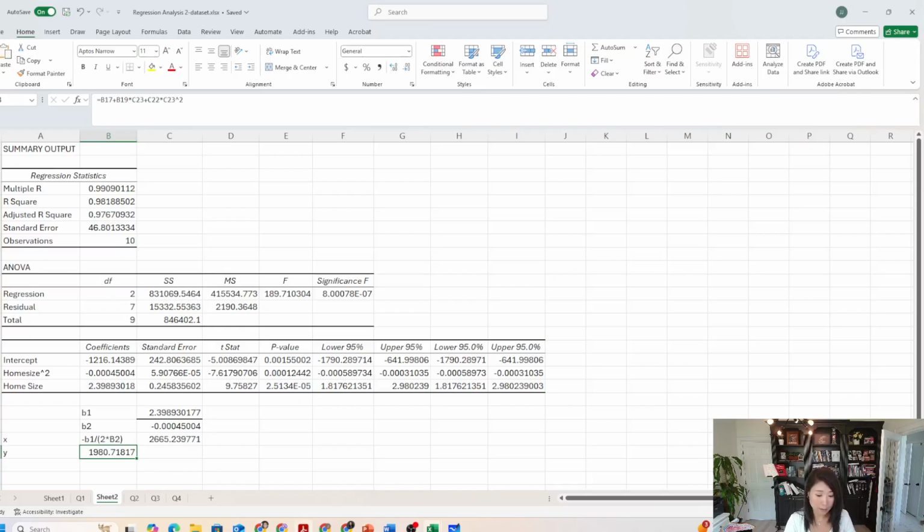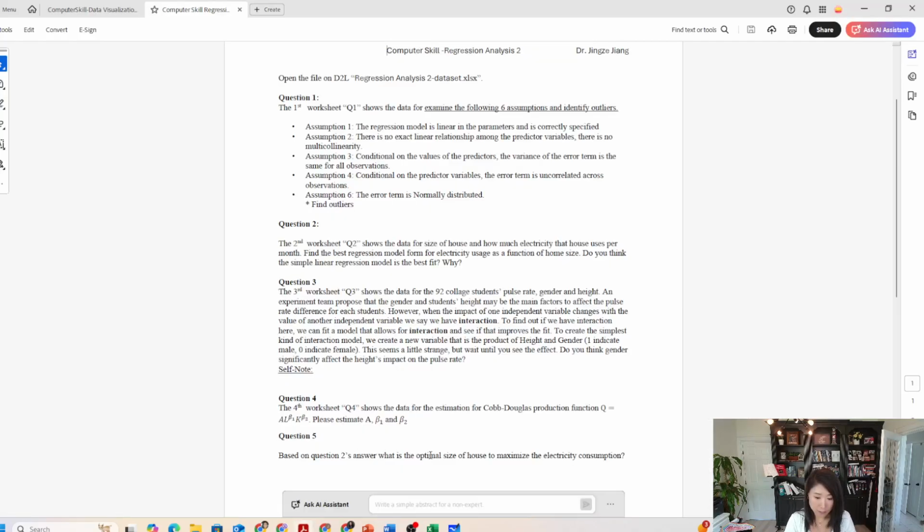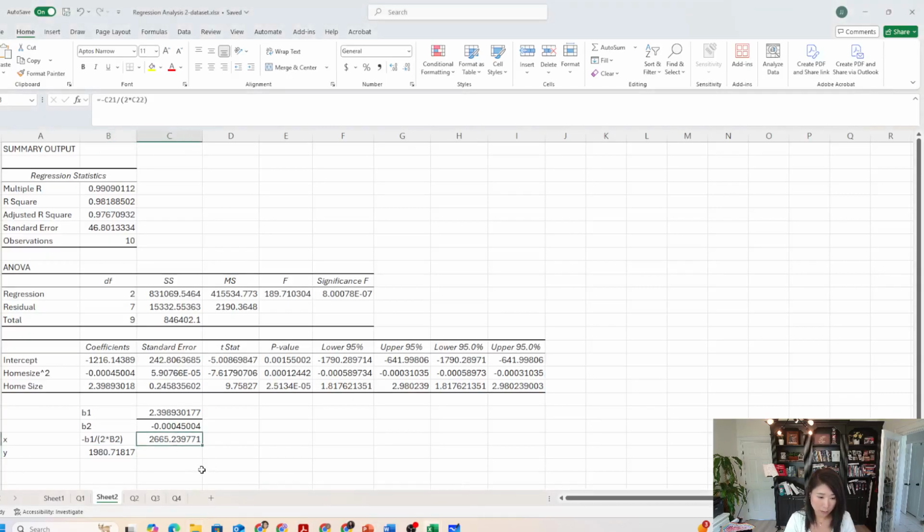But to answer this specific question, what is the optimal size of house to maximize the electricity consumption? The answer is 2,665. But if the follow-up question asks how much electricity they actually consume, that answer will be 1,980 kilowatts.